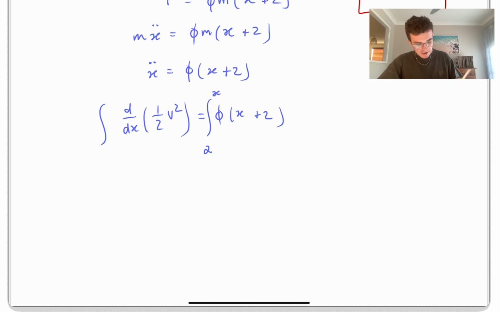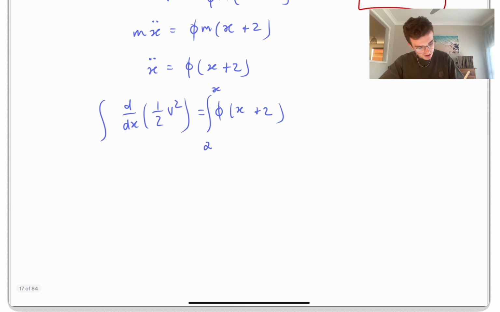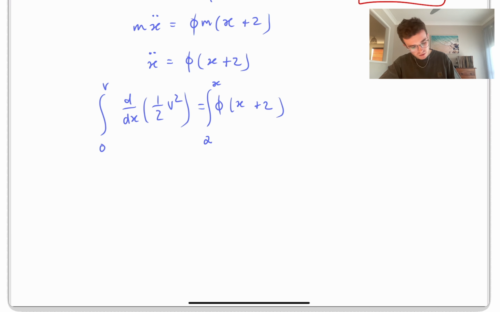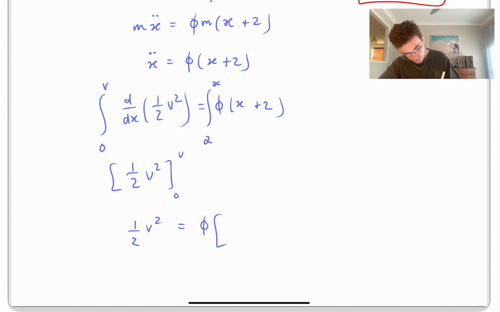If you really want to be fancy here, you can say we're starting at rest, so integrating from 0 to some unknown velocity. So it's going to be a half v squared from 0 to v, which just gets you a half v squared minus 0. And that's equal to, integrate this. Now omega is just some constant, so omega, and then we've got x squared on 2 plus 2x from 2 to x.